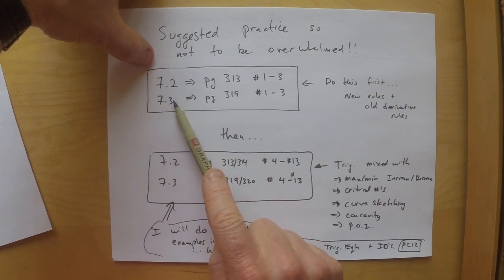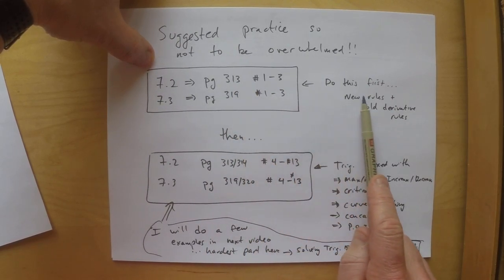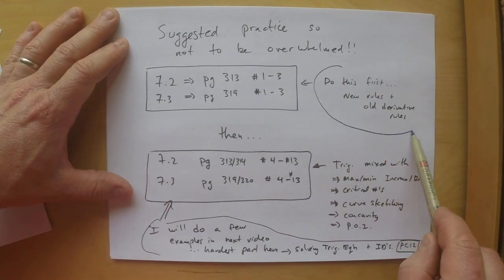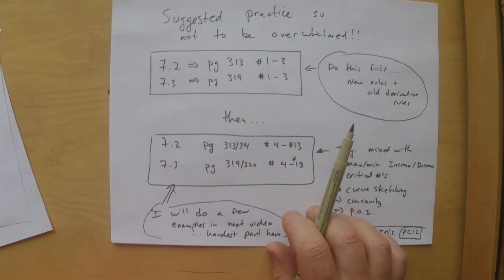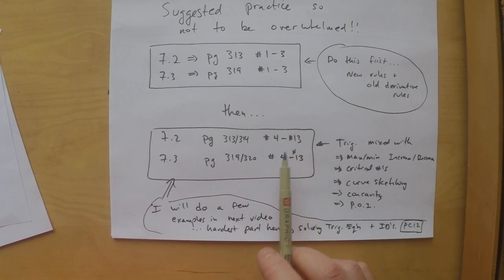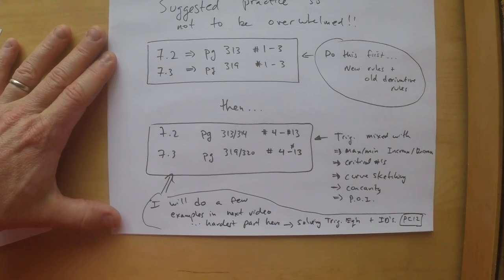So for 7.2 and 7.3, the first 3 questions on both sections are really good just to get the rules down, just your basic rules and all of those 6 derivatives that you should know of your sine, cos, tan, cotan, secant, and cosecant. And then on those same sections, 4 to 13 on both, which is nice that they're both the same, those are just a mix of doing other stuff, finding tangent lines, critical numbers, curve sketching, points of inflection like we're going to look at today.